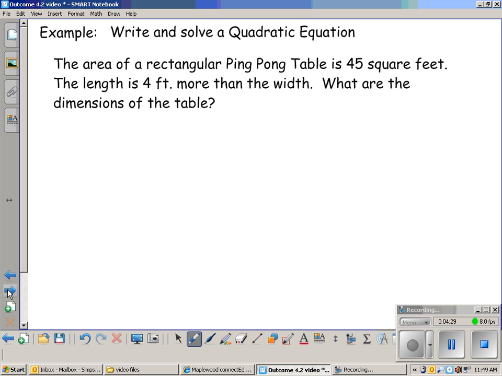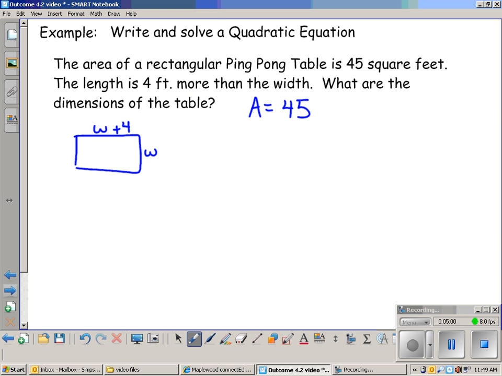This example is a little bit different. We're not given the quadratic function and we need to create it. It says the area of a rectangular ping pong table is 45 square feet. So I know that my area is 45. The length is 4 feet more than the width. What are the dimensions of the table? So if I'm drawing my picture, if this is my width, my length is 4 feet longer. So it is the width plus 4.